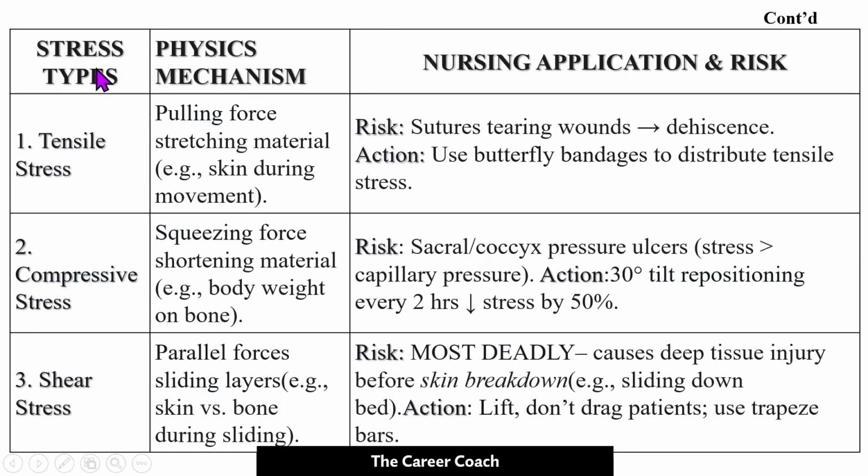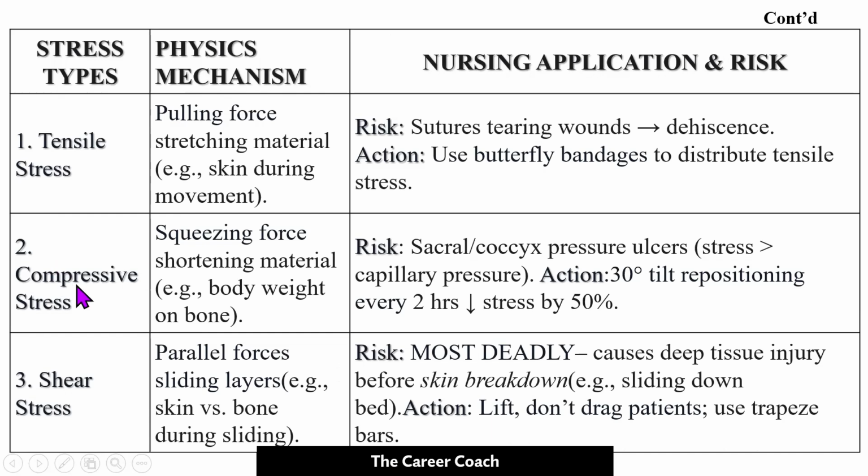As a form of summary, we want to look at the types of stress, their physics mechanism, and their nursing application, including risk. Number 1, tensile stress. It occurs by pulling force, stretching material. Example is skin during movement. Risk: suture shearing wound will lead to dehiscence. Action: use butterfly bandages to distribute tensile stress. So you see that the butterfly bandages you use in the hospital are not just for decoration purposes.